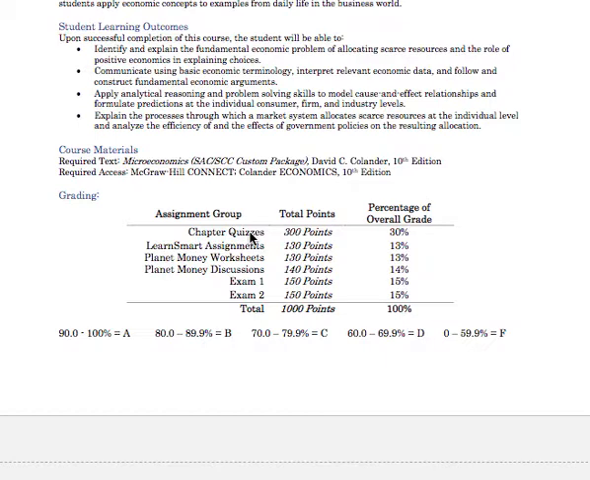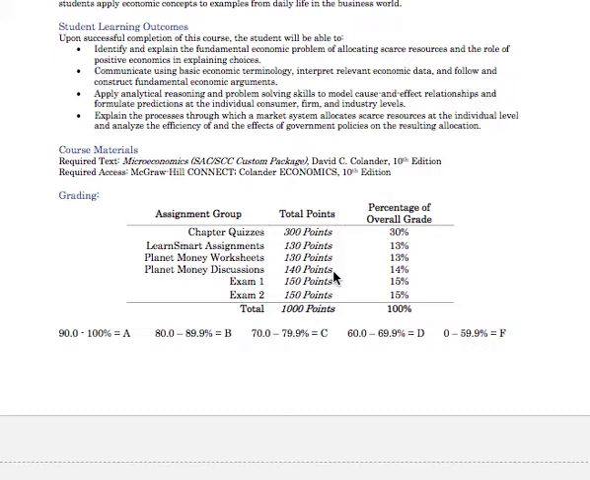So last thing I want to say is if you think about the Learn Smart assignments, the Plan Money worksheets, the Plan Money discussions, if you think about how they're graded, they are all entirely effort-based, where there is no reason not to get 100% on each of them, right? None of these are based on mastering the material. There's no critical thinking. There's no wrong answers. It's just, did you do it? And if you do it, that's going to start you with 400 points in this class, okay?